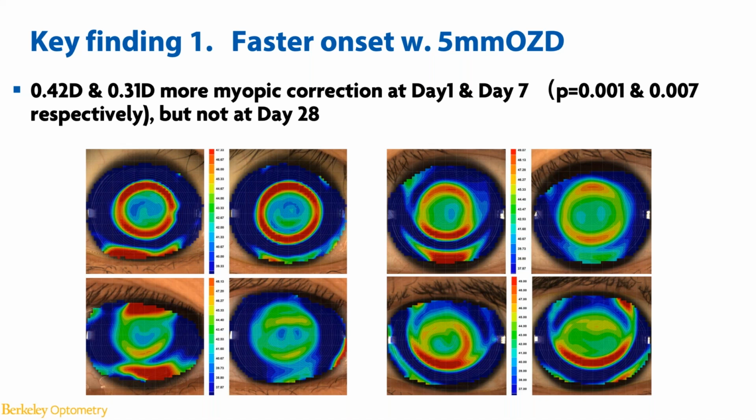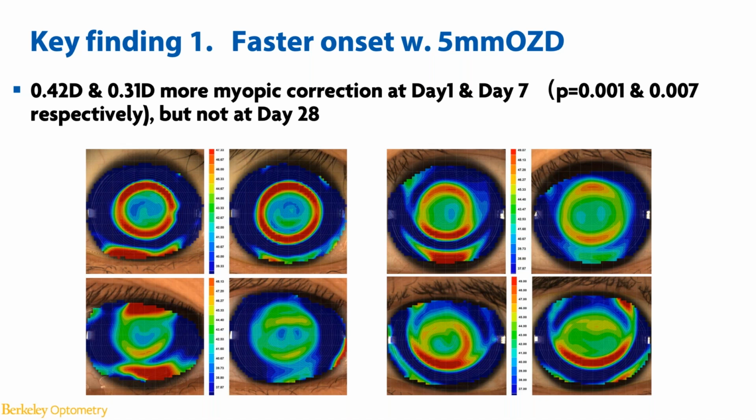The first finding is that we have found the 5mm OZD design created a slightly but statistically faster onset of myopia correction. And from some of the sample images I'm showing you here, you can see that the 5 OZ design, on average, created 0.42 diopter more myopia correction at day 1 and 0.31 diopter more at day 7. And this is statistically significant. The difference gradually diminished, and at day 28 or 4 weeks follow-up, we're not seeing the difference anymore.